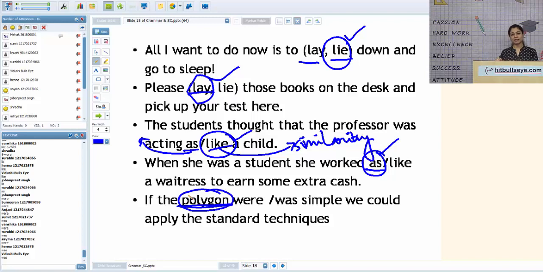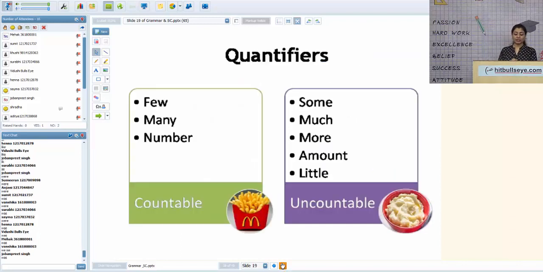Even though it has multiple sides, in itself it's one single entity, one single geometric figure. Moving on to the quantifiers, the ones that tell us about a quantity: few, many and number are countable, but some, much, more, amount and little are uncountable. Let's take a few examples of this.